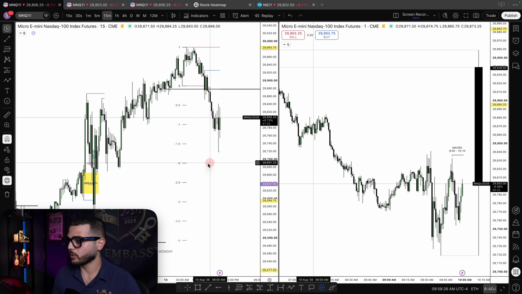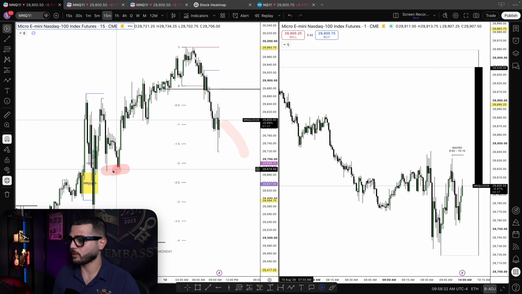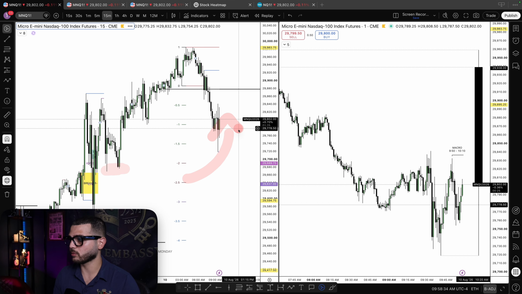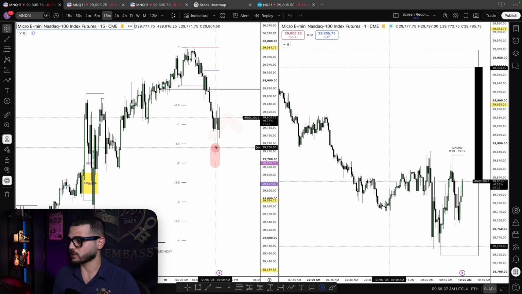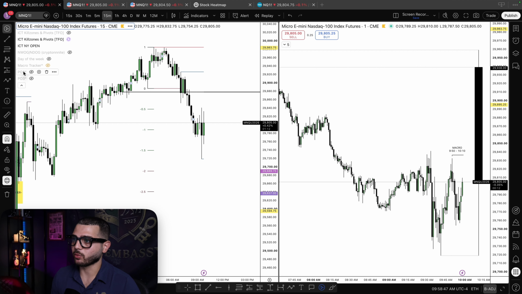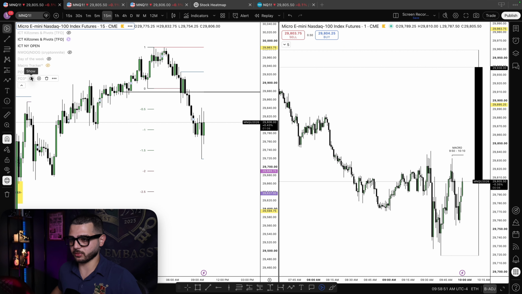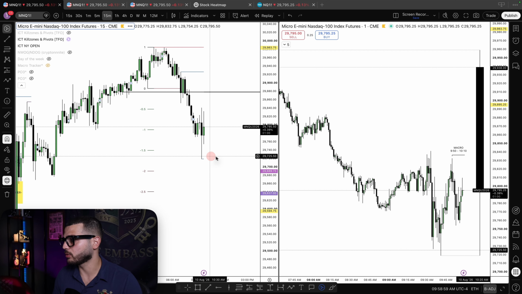Let's see. We could see some more downside, potentially down to sweep out the sell side before reversing, or we just consolidate our way down. Anyways, if you guys have any questions, I'll just take them now. This was just a quick and brief market breakdown.